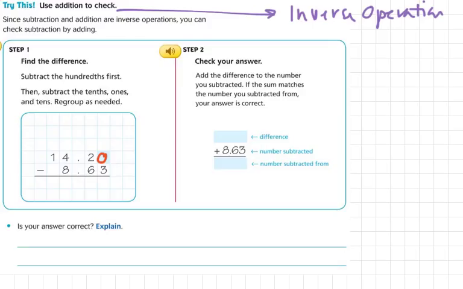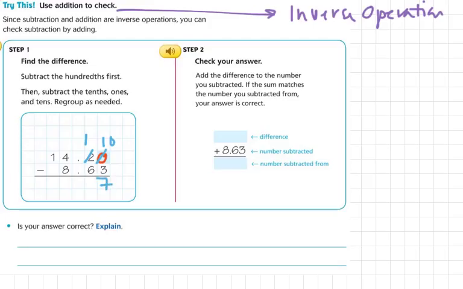So let's do some subtraction. 0 hundredths minus 3 hundredths is impossible. So we're going to need to borrow and regroup. So we're going to take 1/10 away and we're going to add it, and we're going to get 10 right now. So if we do 10 minus 3, we would get 7.